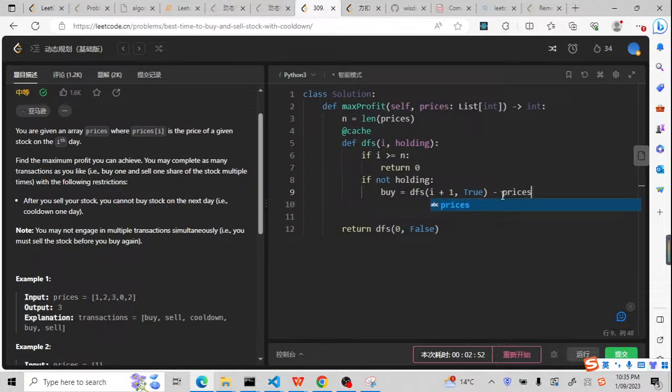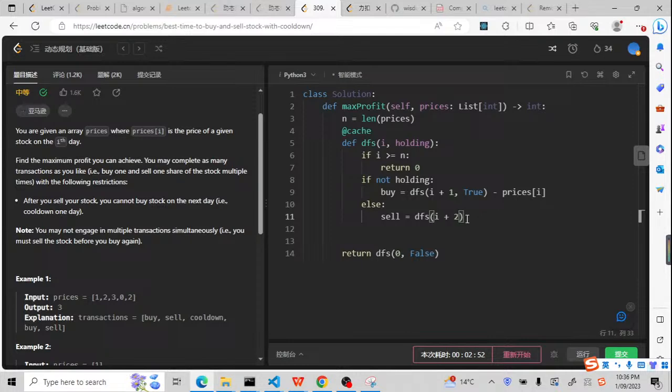So the price is i. This is for the not holding condition, and another condition is holding. If I hold the stock, I can sell it, so I will give a sell state. If I sell it, I have to use i plus 2. It means I have to wait for 1 day. So this is for the cooldown. For the cooldown, I have to wait 1 day.